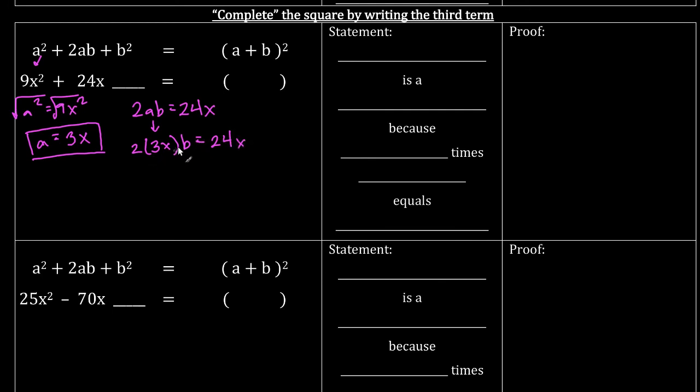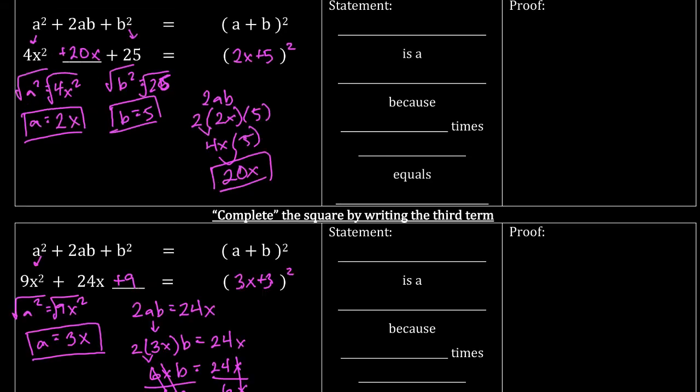So let's simplify before we solve. 2 times 3x is 6x. 6x times b equals 24x. This time I'm going to divide by 6x to get rid of the 6 and the x. So b is 24 divided by 6, which is 3. x divided by x is 1. So b is 3. So if a is 3x and b is positive 3, we've got to square it. That means b squared is 3 times 3, which is positive 9. All right. We are just about finished.